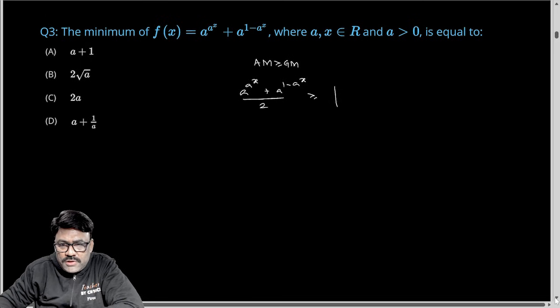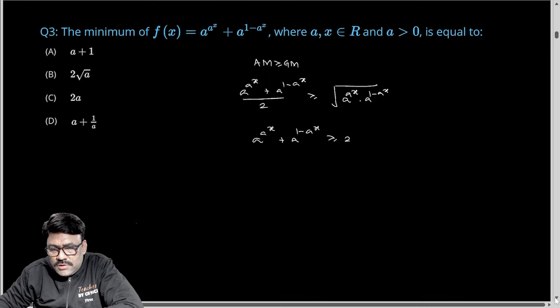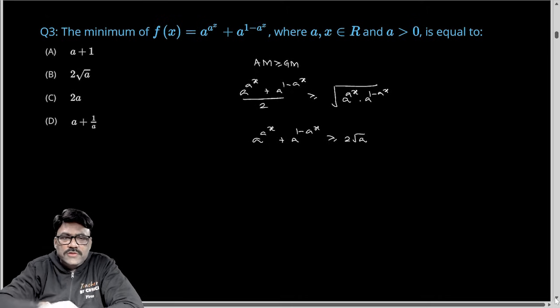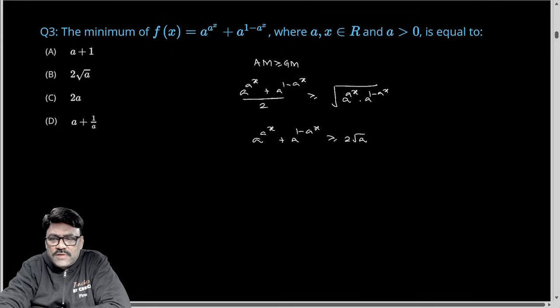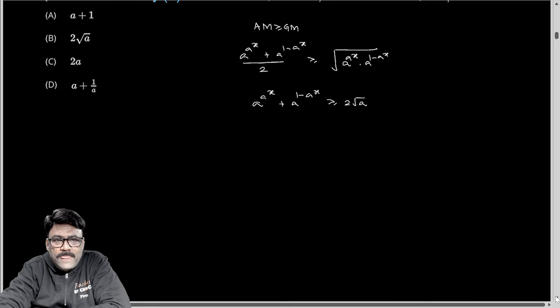And the geometric mean is under root a raised to x into a raised to 1 minus a raised to x. So ultimately it gives you a raised to x plus a raised to 1 minus a raised to x greater than or equal to 2 times. See, if you multiply inside the root, ultimately inside the root you are getting a only. So it is 2 root a. So hence the minimum value will be 2 root a, which is the second option, B option, right?